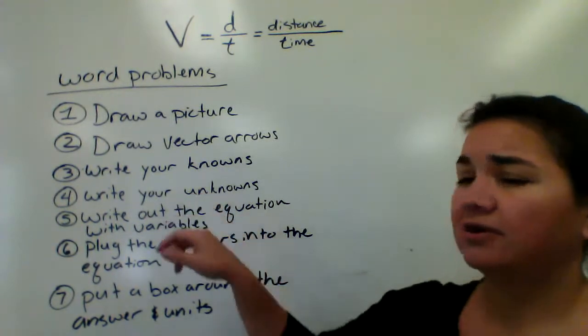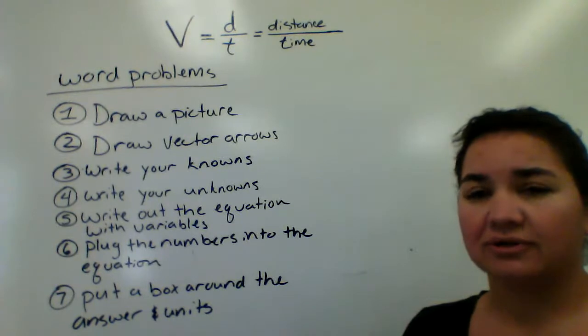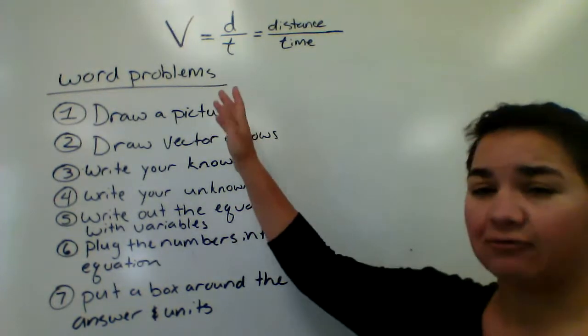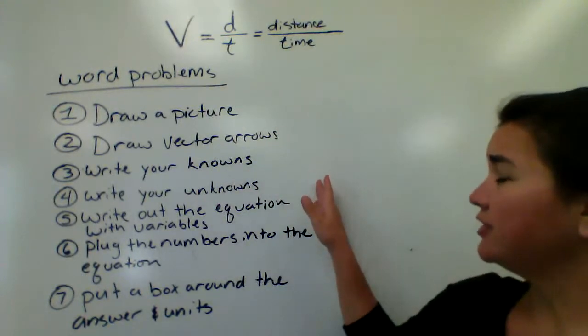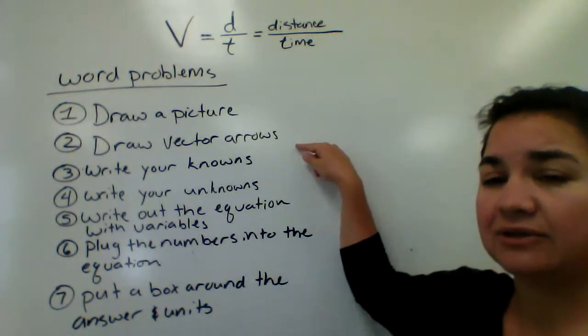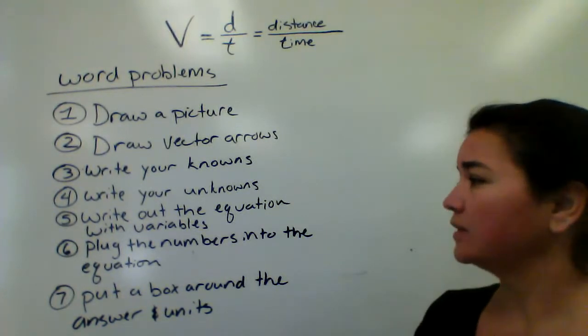And that leads you into the next one. You're going to write your unknown. Whatever I'm asking for at the end of the problem is your unknown, and you're going to put a question mark next to the unknown. So if it's a velocity problem and I'm asking for velocity, then when you're listing your knowns and unknowns, you're going to have D listed with a number, T listed with a number, and you're going to have V with a question mark next to it because that's what I'm asking you for.